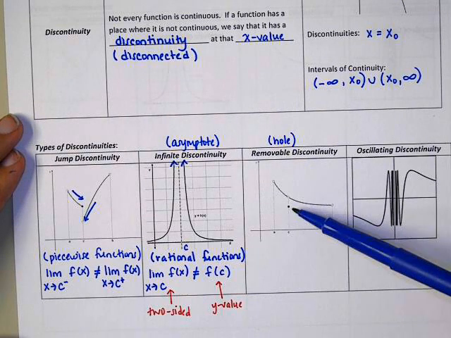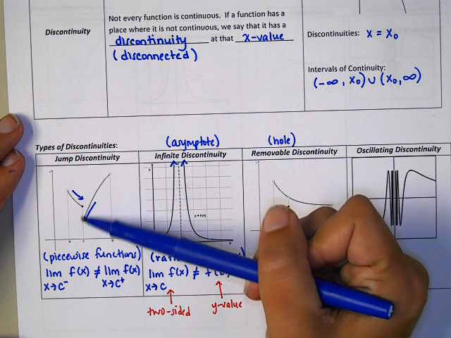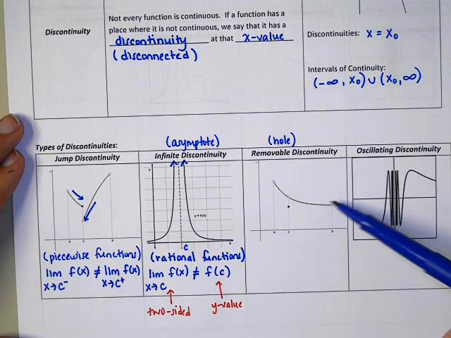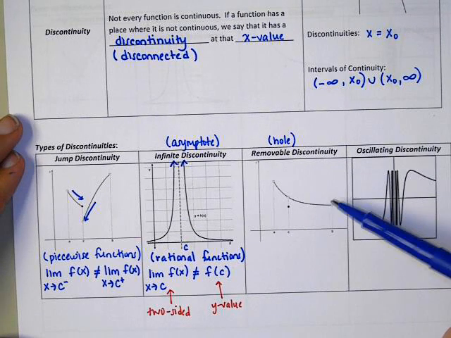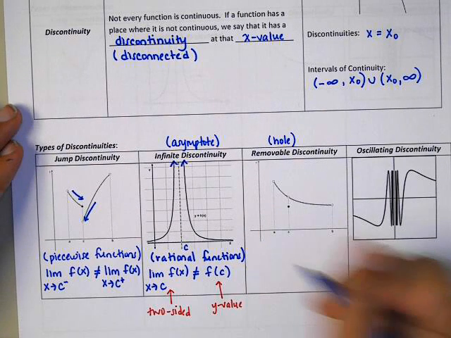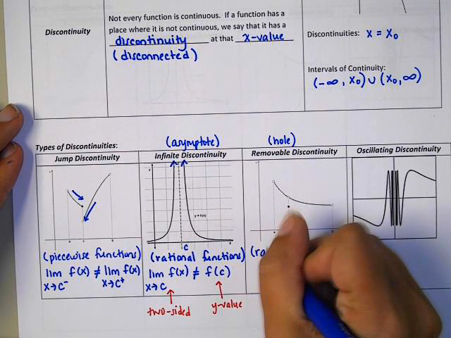The reason we don't call it a jump is that there isn't another piece that we're connecting to. It's all part of the same continuous kind of curve. The only difference is that there's one point missing from that curve. So we see these a lot again with rational functions.